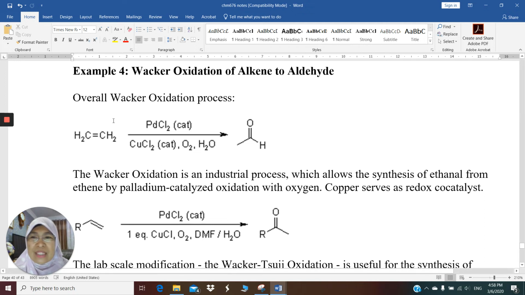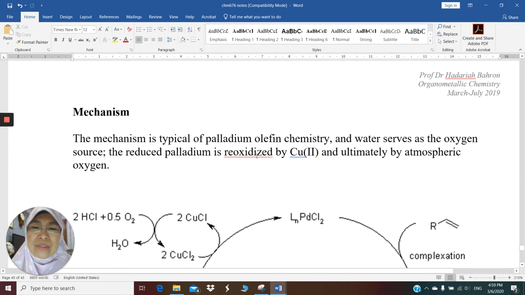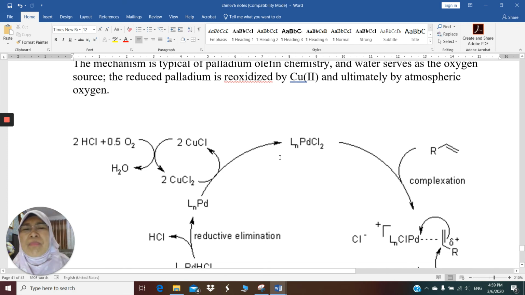So this is the process. This is the overall Wacker process, where what you have here is not a propene. This is an ethene in the presence of a palladium catalyst, PdCl2, and a co-catalyst. Your copper chloride is a co-catalyst, along with water and oxygen. You're going to get an aldehyde. So how does that happen? Have a look at this.